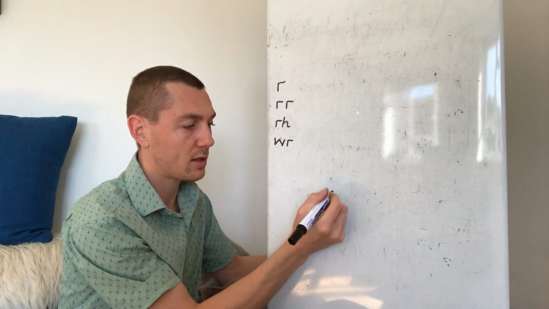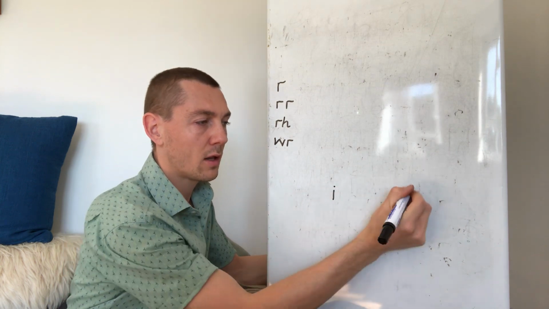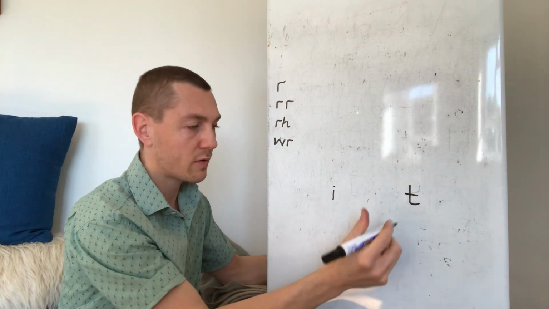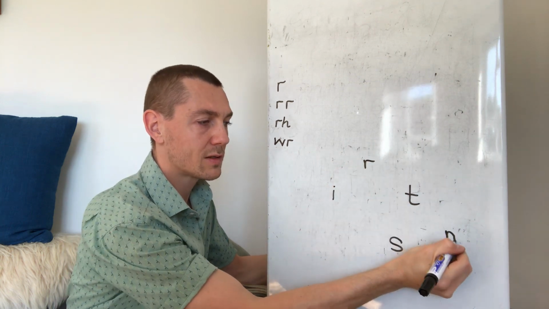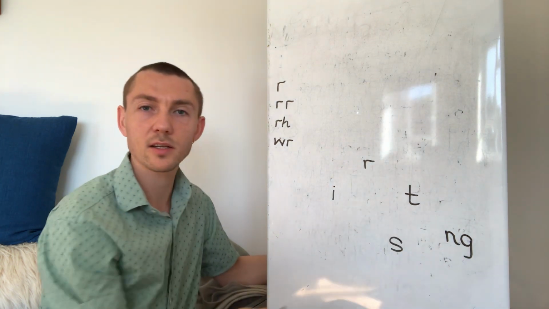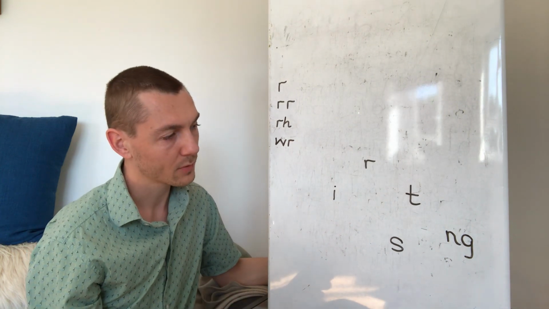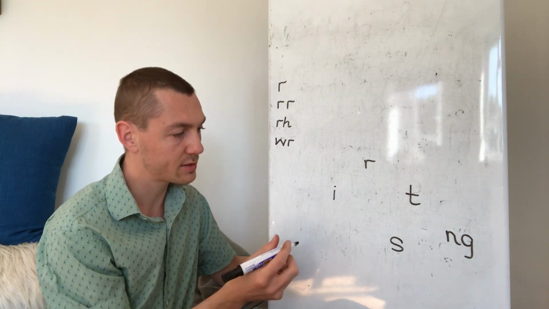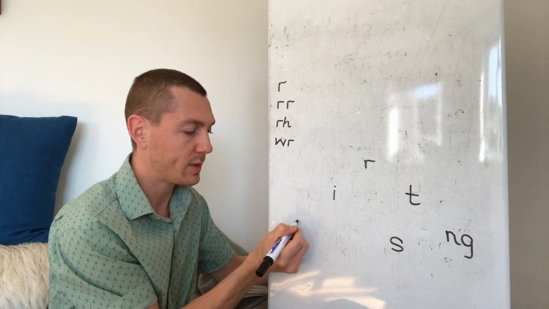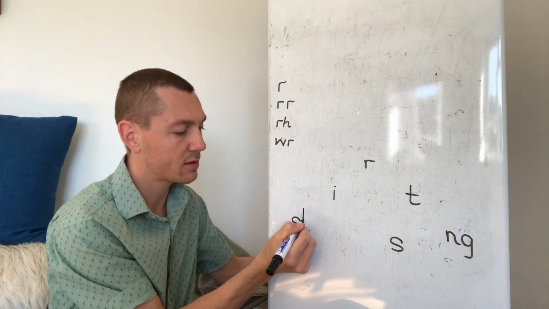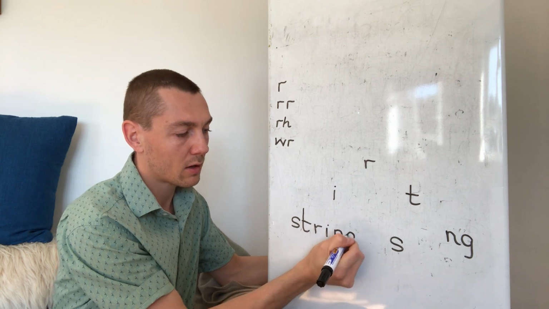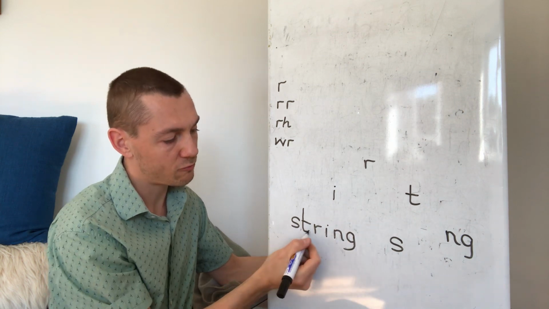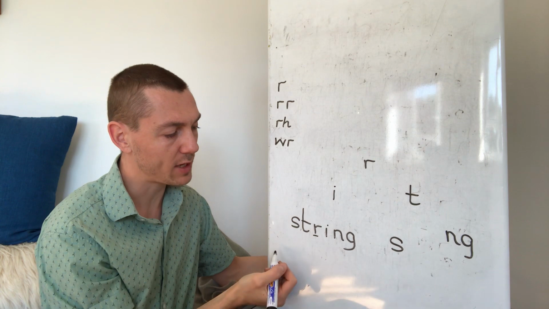Okay? So let's have two more for today. Let's have the word string. So these are the sounds that you need for the word string. String. And we say str, i, ng. String.